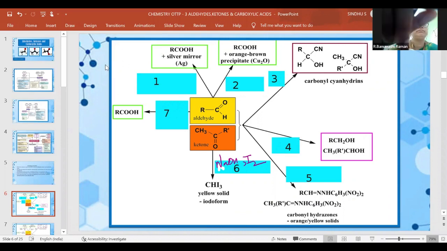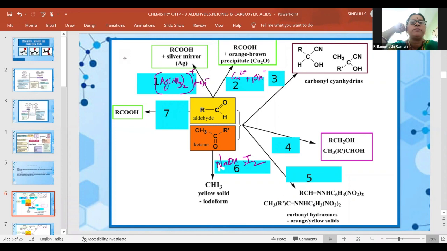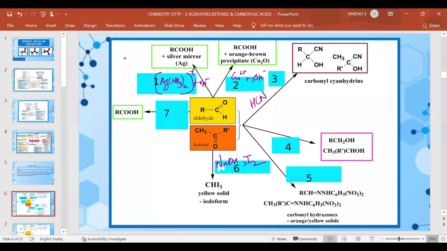The first one, Tollens test, ma'am. Yes, the first one is Tollens, ammoniacal silver nitrate. We write it as Ag(NH3)2 plus OH minus. Second one, Fehling test, ma'am. Yes, second is Fehling. So you just write it in the equation like this, right? Third one, addition reaction, ma'am. Addition of HCN. HCN, right. Fourth one is to alcohol, reduction.